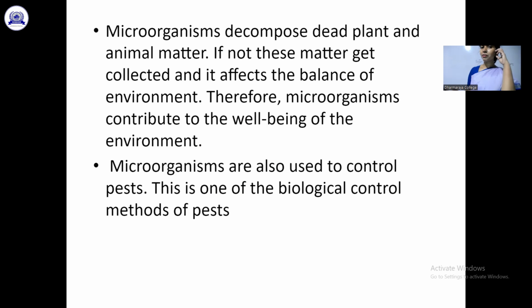Plants and animals, when they die, their dead bodies are decomposed, decayed into small nutrients by these microbes. If this does not happen, our environmental balance won't be continued. So it is very, very required for the microbe, for us all.